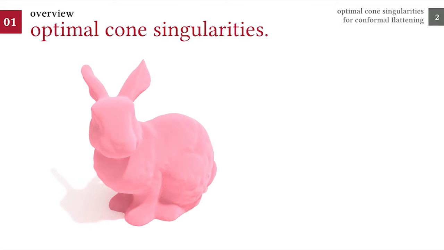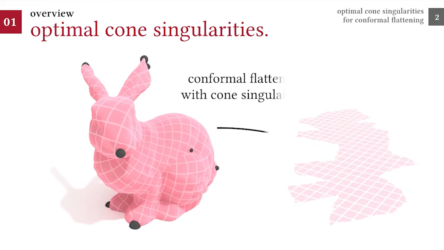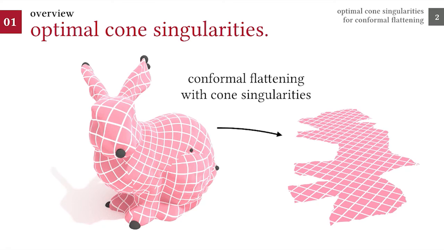So the basic problem we're going to be looking at is the following. Given a surface like this bunny, we want to automatically find the best cones that will give us a conformal flattening with the least amount of distortion. So I'll explain in more detail what all of this means, but what we're going to see is that this problem, which really looked like a hard combinatorial optimization problem, reduces to a convex problem where we can easily find the global minimum.